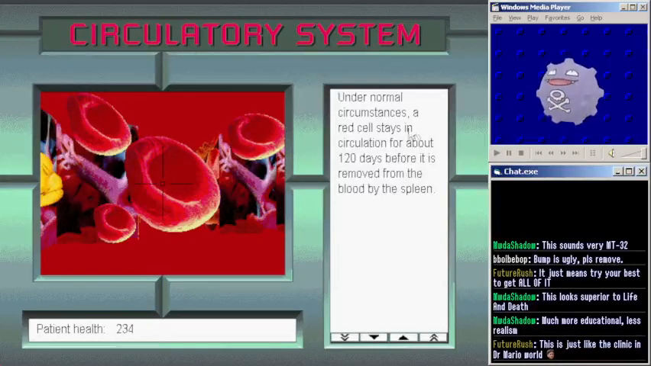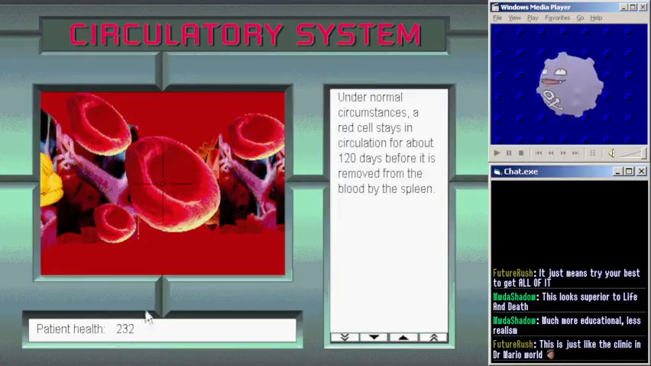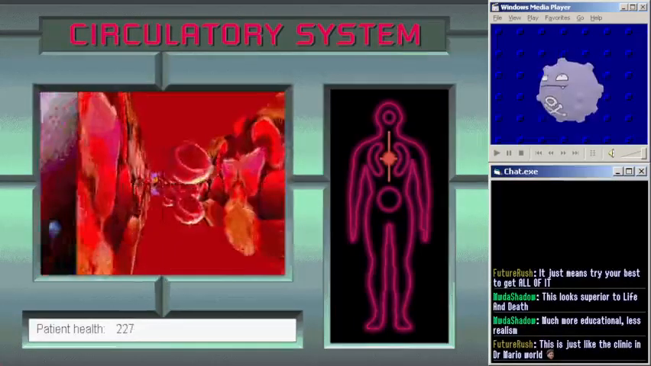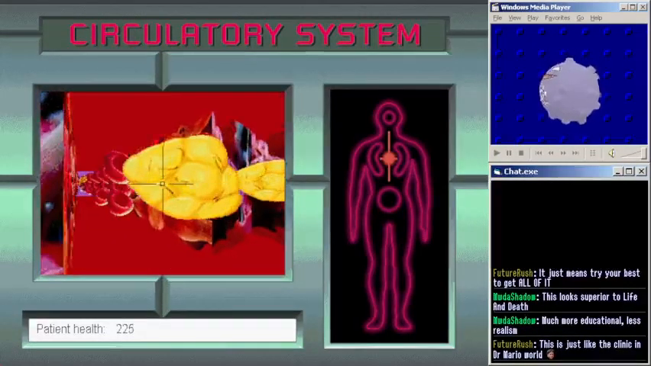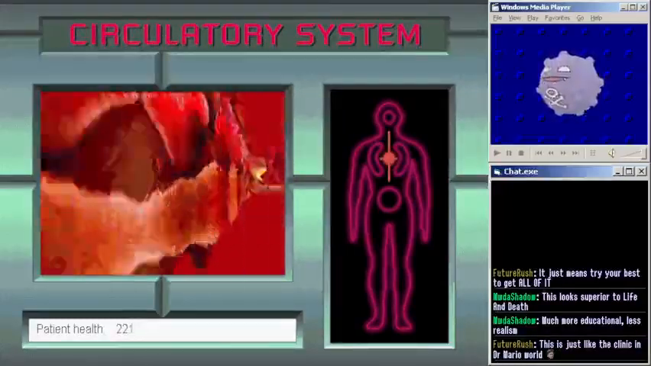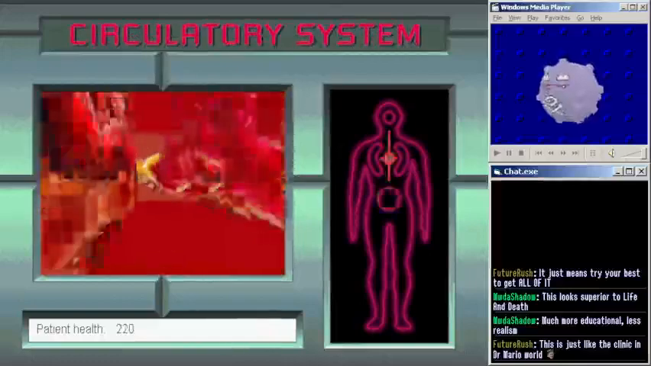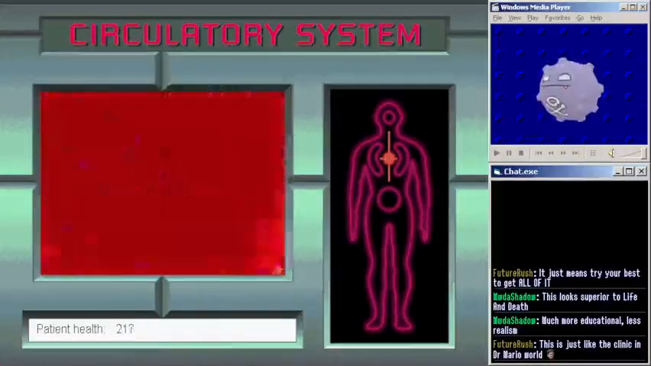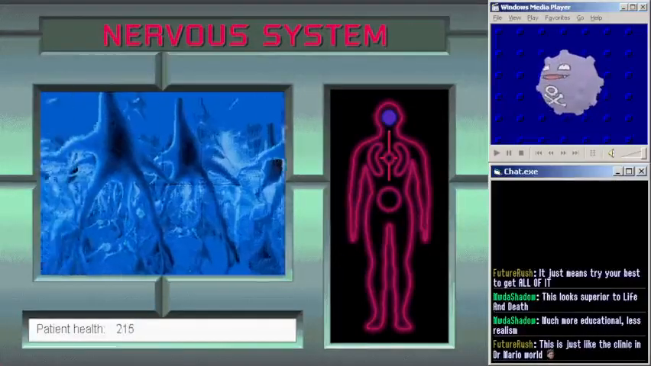Best part about this is you get these long-winded messages. The patient's health is still ticking down the whole time. Let's go roleplay some alcohol. Nope. Lung. Nope. Stomach. Brain.